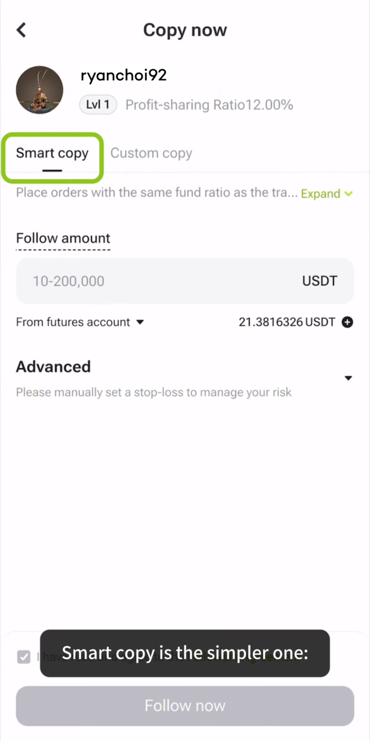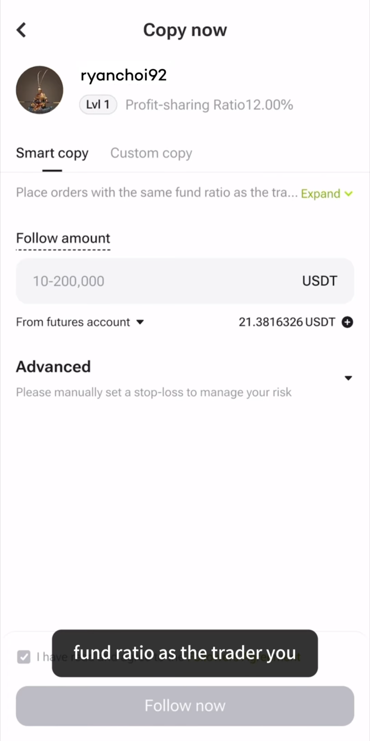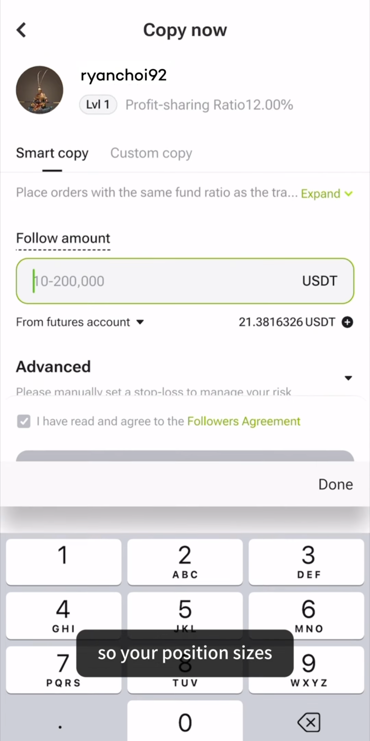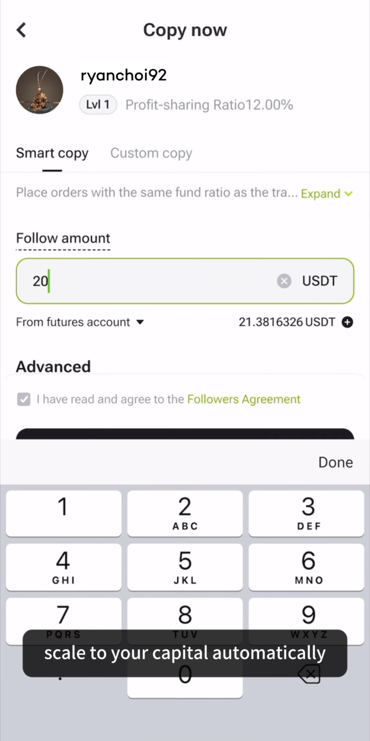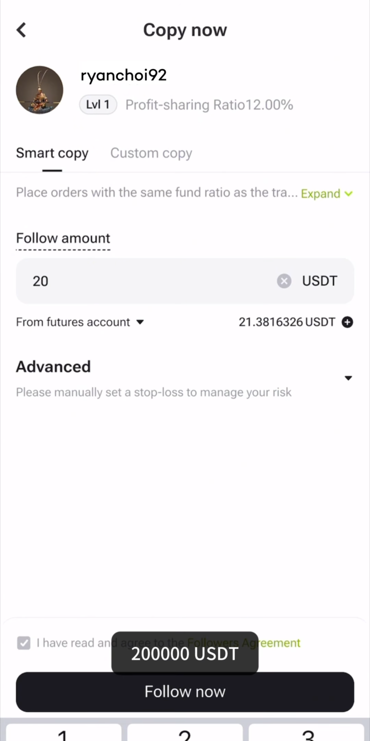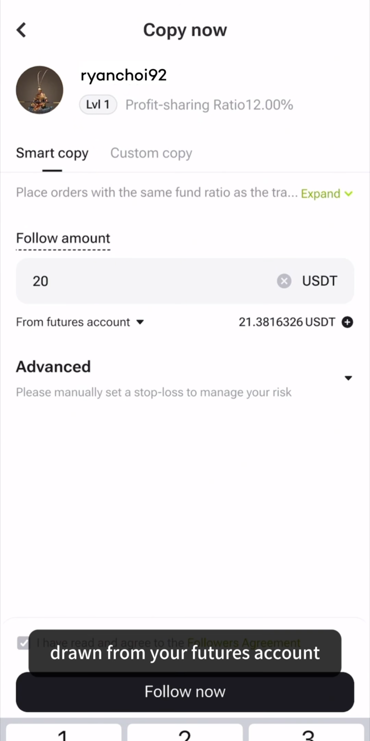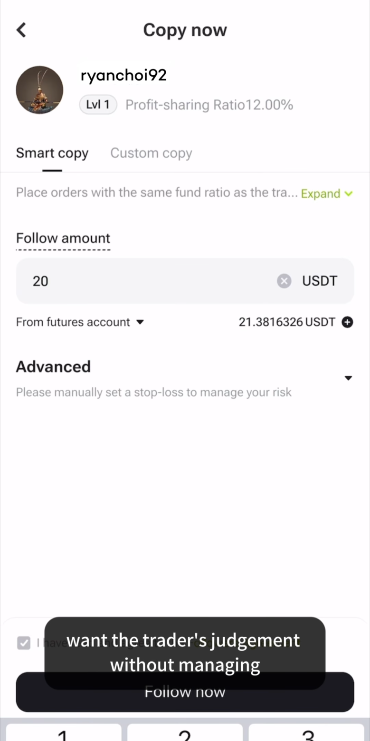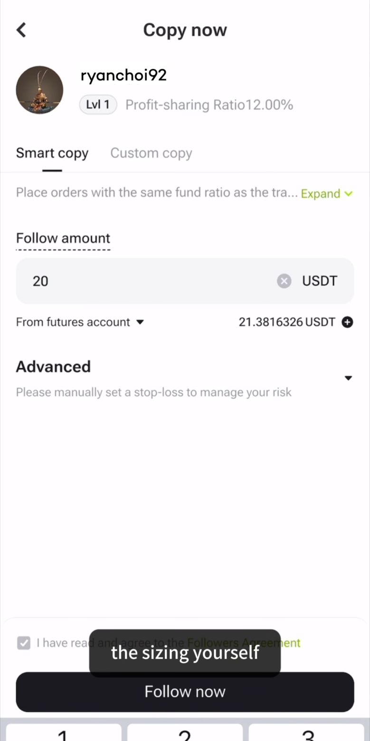Smart Copy is the simpler one. It places orders at the same fund ratio as the trader you are following, so your position sizes scale to your capital automatically. All you enter is the follow amount, anywhere from 10 to 200,000 USDT, drawn from your futures account. Smart Copy suits you if you want the trader's judgment without managing the sizing yourself.